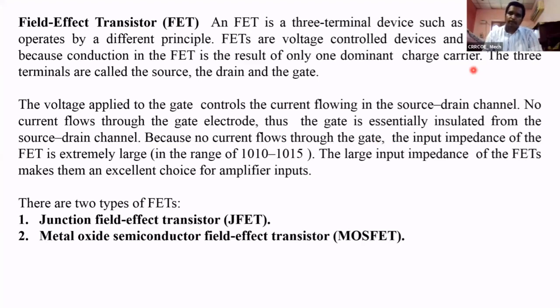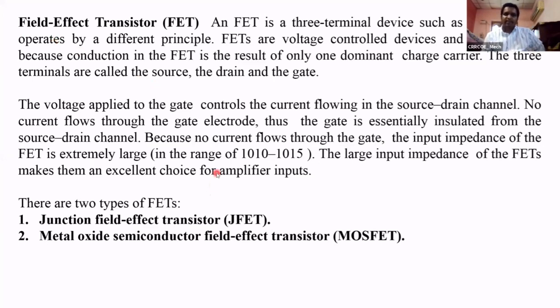Now we have another type of transistors: field effect transistors. Here the output current is controlled by the input voltage. The current is controlled by voltage, meaning by using an electric field we can control the output current. That's why they are called field effect transistors. These are voltage controlled devices, whereas the previous BJT is a current control device.